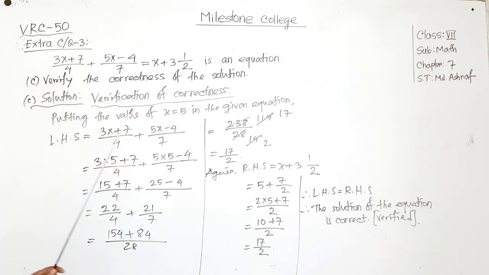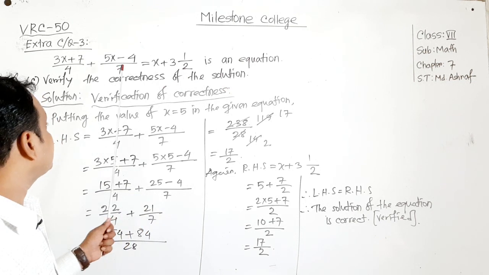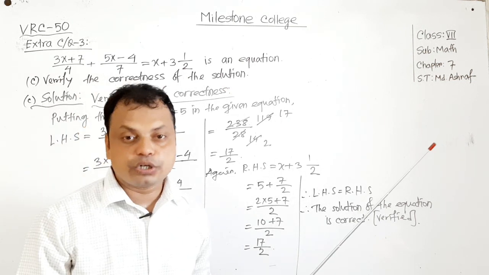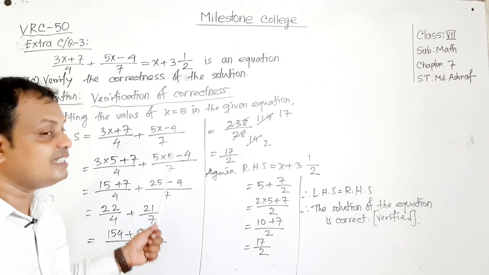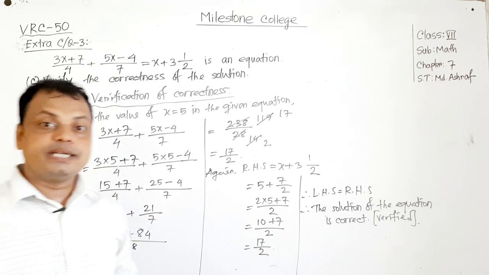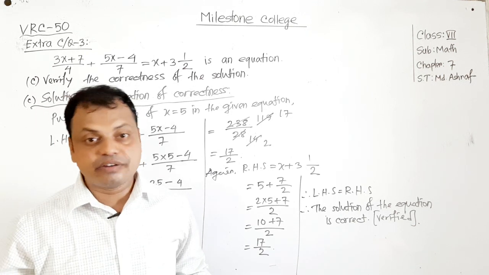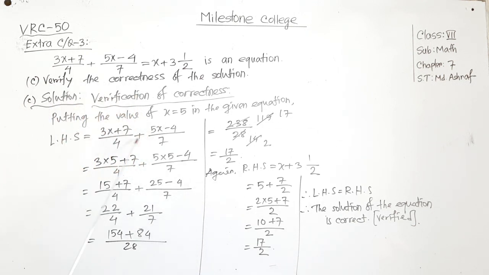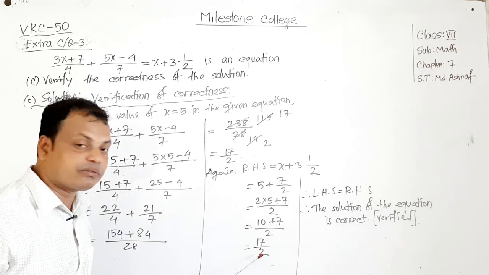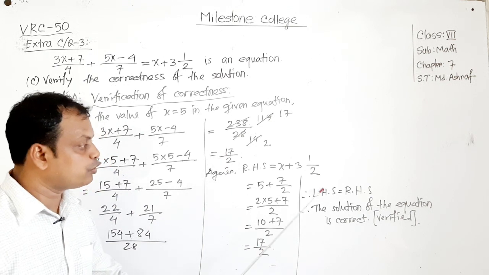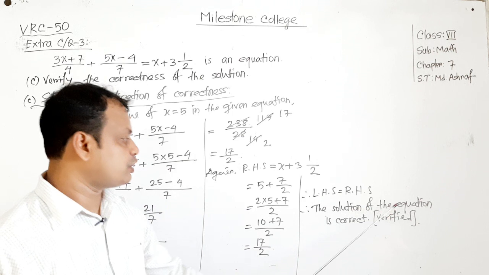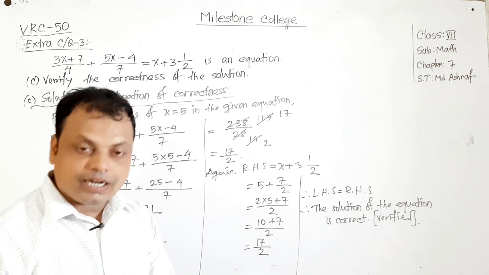Again I repeat, in C number you have to verify the correctness of the solution. That means for the solution that we have got, we have to find whether the left hand side and right hand side of the equation are equal or not. If it is equal, then we can tell it's verified. We checked the left hand side and got 17 by 2. We checked the right hand side and got the value 17 by 2. So both are equal. So we can tell that the solution of the equation is correct and it's verified. I think all of you have got it.